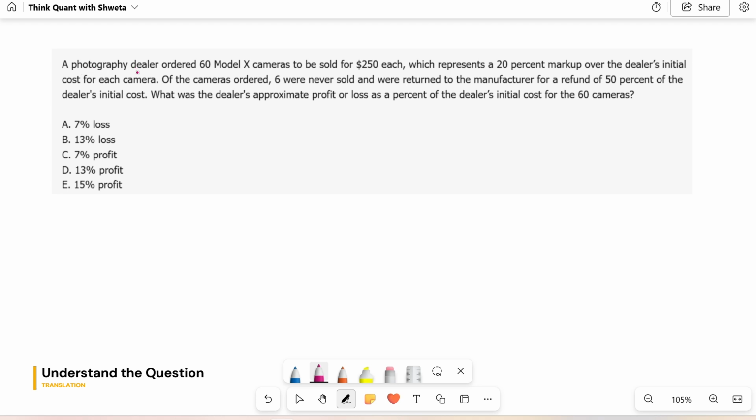It's about a photography dealer who ordered 60 cameras to be sold for 250 each, so selling price, which represents a 20% markup over the dealer's initial cost. So, he's selling them for a profit. If the initial cost is, say, C, then the dealer is selling for 1.2C. And that actually tells me that 1.2C is equal to 250. I can find C from here.